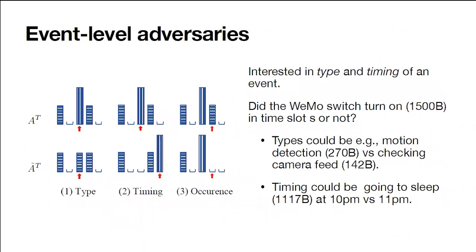So we're interested in trying to protect the type and timing of an event. That's what we're trying to understand in terms of the privacy. So one question would be, for example, did this switch turn on and send this large packet at time slot S or not? We'd like to make it hard to determine if that was true. But we also want to know about types of things. So for a particular sensor, is it just checking the camera feed, or is it actually detecting motion? Or the timing of an event: did you fall asleep at 10 versus 11? That might make a significant difference in terms of your sleep quality.